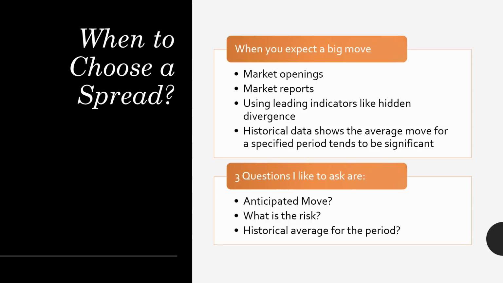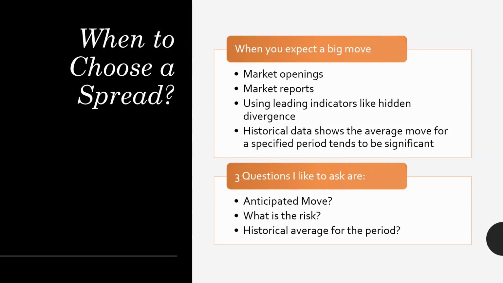Great example is today at 2 p.m. we have the FOMC minutes being released, okay? That's going to cause market volatility, okay? You could also use it with leading indicators like hidden divergence, okay? Hidden divergence is a momentum signal, and it creates volatility in the market. So if you know hidden divergence, that is an excellent leading indicator to use for potential moves.